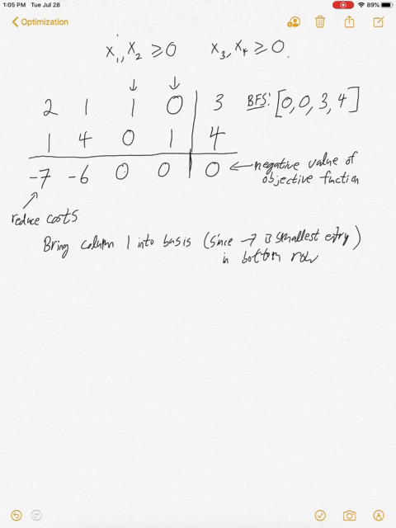Okay, so the next thing we need to figure out is which column leaves the basis. So the way we figure that out is we compute 3 divided by 2 and 4 divided by 1. So I looked at the rightmost column, which was 3, 4. We said we were going to bring the first column into the basis. So I take 3 divided by the first entry in the first column, and then 4 divided by the second entry in the first column. All right, so I compute 3 divided by 2 and 4 divided by 1. Now, which one is smaller? 3 divided by 2 is smaller. So 3 over 2 is smaller.